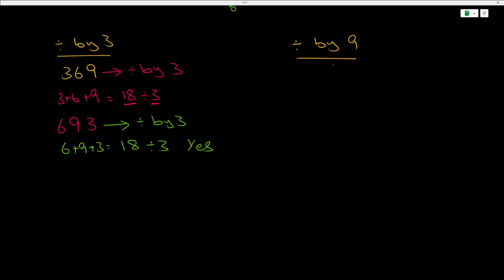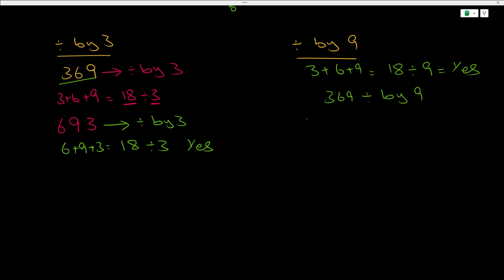Same is for 9. If we have to check if the number is divisible by 9 or not, what we do is add all the digits. Taking the same example, whatever result comes, we divide it by 9. If the number is divisible by 9, yes, 18 is divisible by 9, we say this number 369 can be divisible by 9 as well.